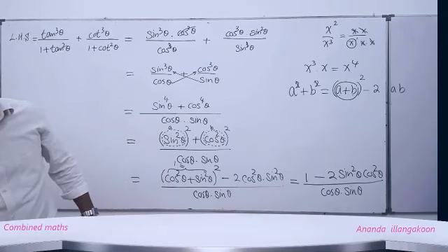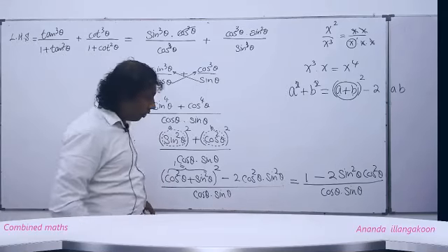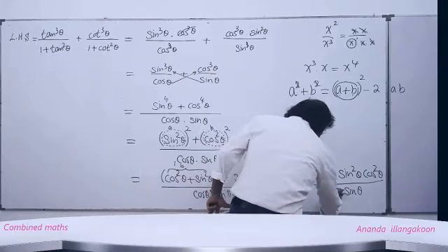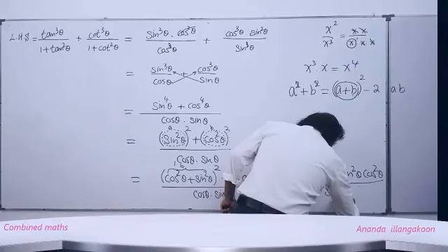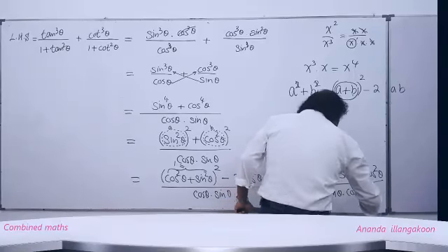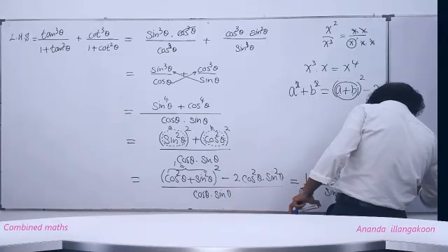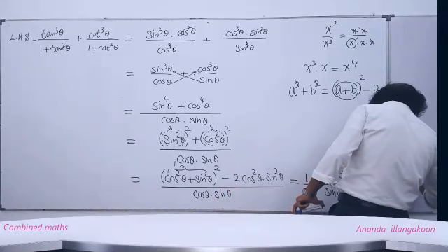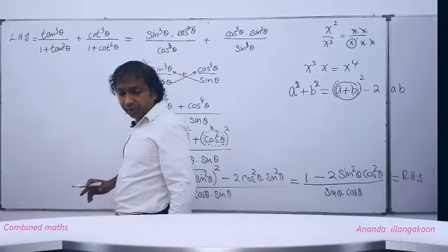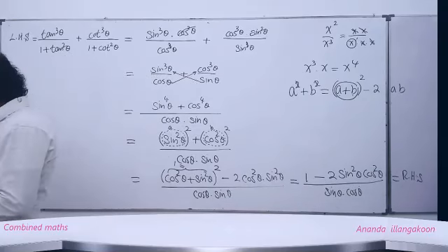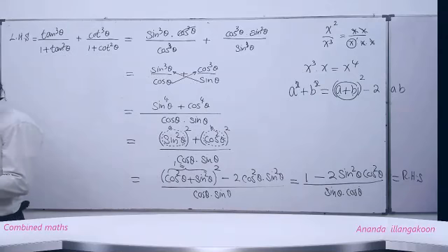Oh, right. And this is the right. If necessary, people, cos theta sin theta product we can write as sin theta cos theta. So this is nothing but our right hand side. Then we proved the left hand side is equal to the right hand side. Right.